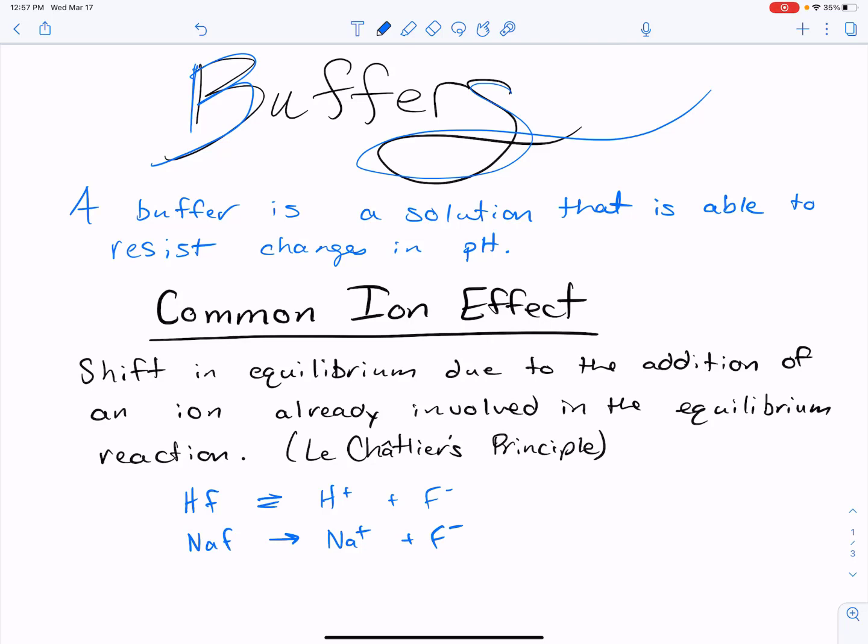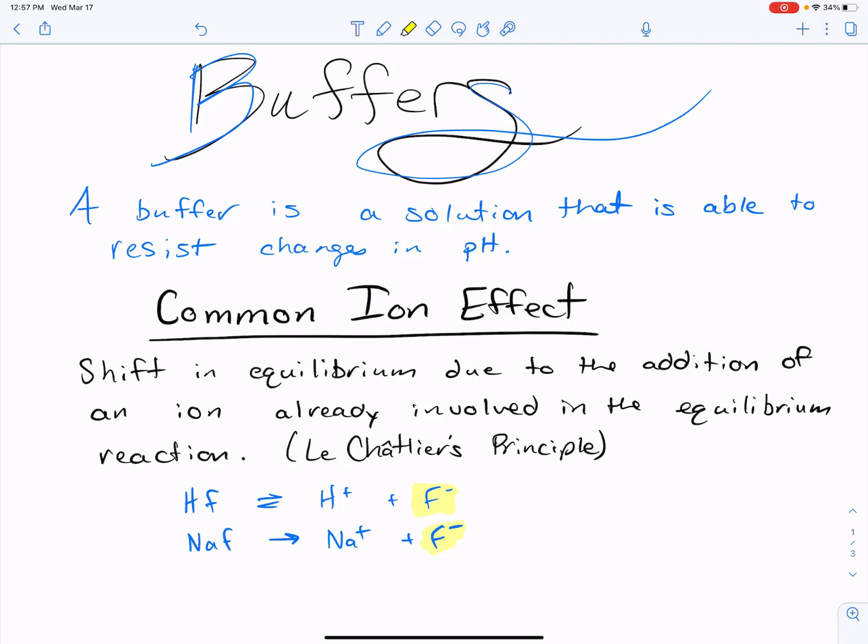Well, we already have an equilibrium reaction that's going to be set up with hydrofluoric acid. If we add in that sodium fluoride, we have something called the common ion, which is just like what it says. You're adding in a salt that has an ion that's already involved in an equilibrium reaction going on in solution. And so you would see stuff shift just like you would expect from Le Chatelier's principle. And so equilibriums shift to adjust that change.